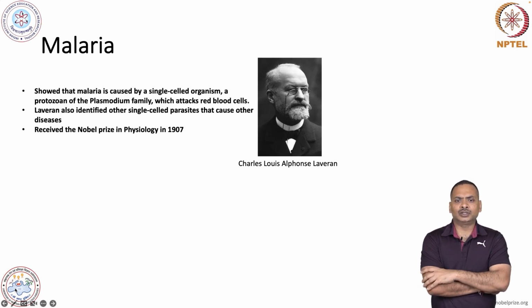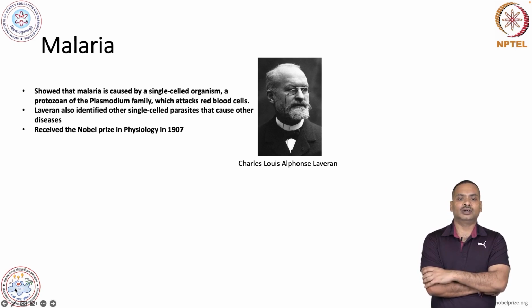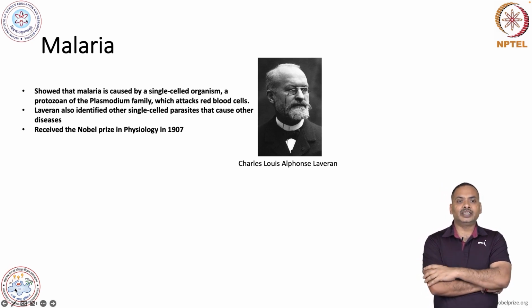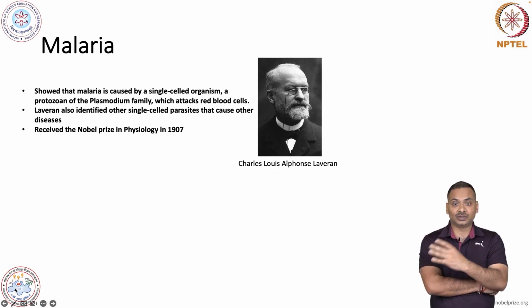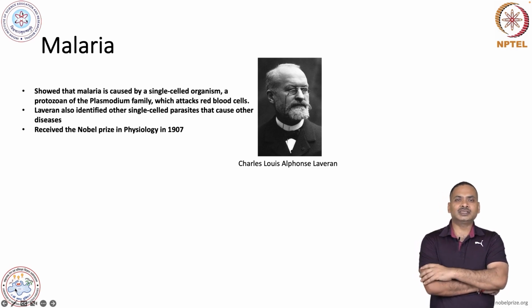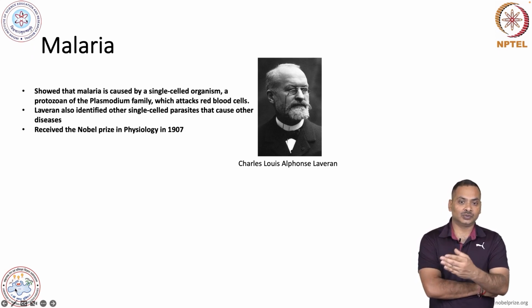This is Charles Louis Alphonse Laveran. He showed that malaria is caused by a single celled organism, a protozoan of the Plasmodium family, which attacks the red blood cells. He also identified other single celled parasites that cause other diseases, and for all this work he received the Nobel Prize in 1907. So this is just a simple introduction about these workers.